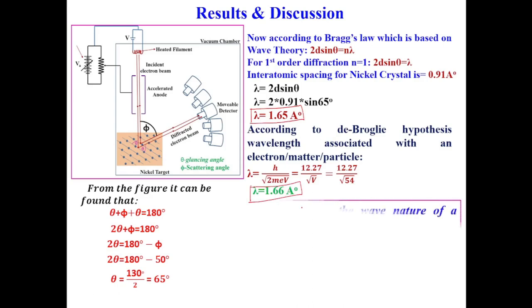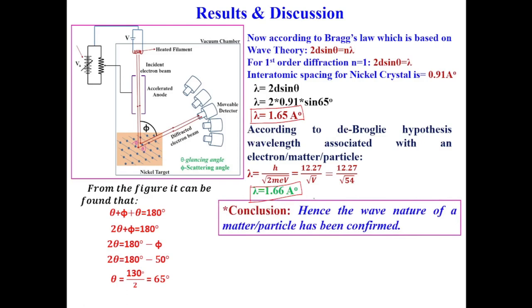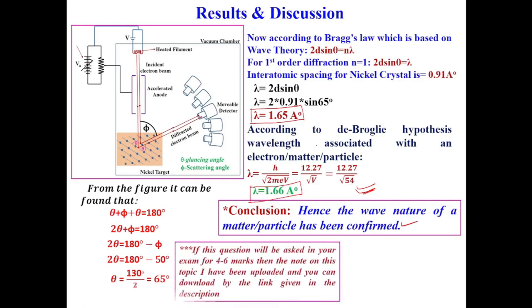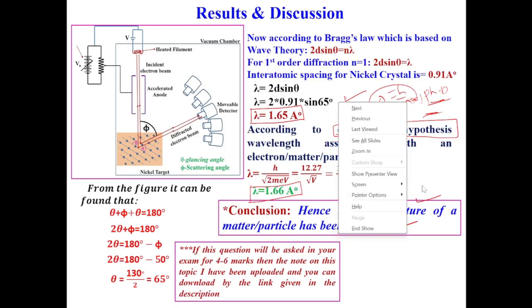So from this result, at that time it has been concluded that the wave nature of the matter or particle has been fully confirmed. From this experiment, the wave nature of the particle or matter is fully confirmed. And the de Broglie hypothesis is accepted easily. Actually, de Broglie hypothesis, that is your lambda is equal to h by mv, that is his PhD thesis. At that time it is very difficult to accept. When this experiment came, his PhD thesis is accepted easily. So with the help of this experiment we confirmed that particle or matter has wave nature.